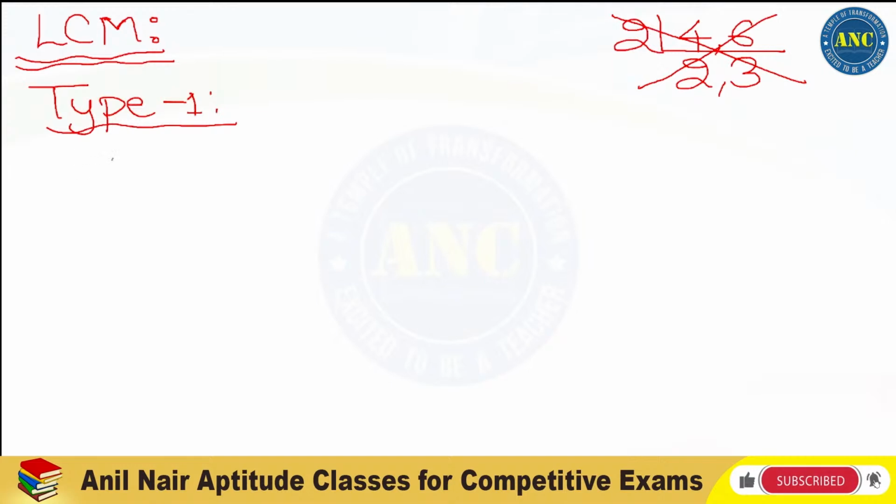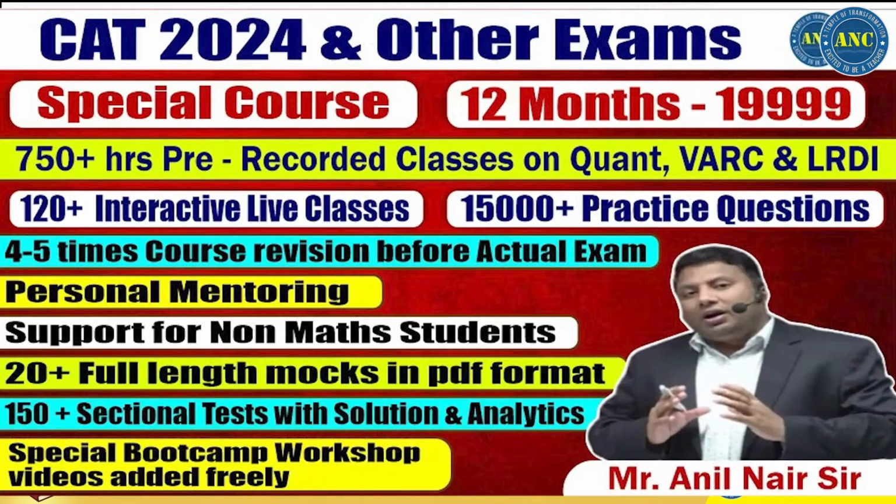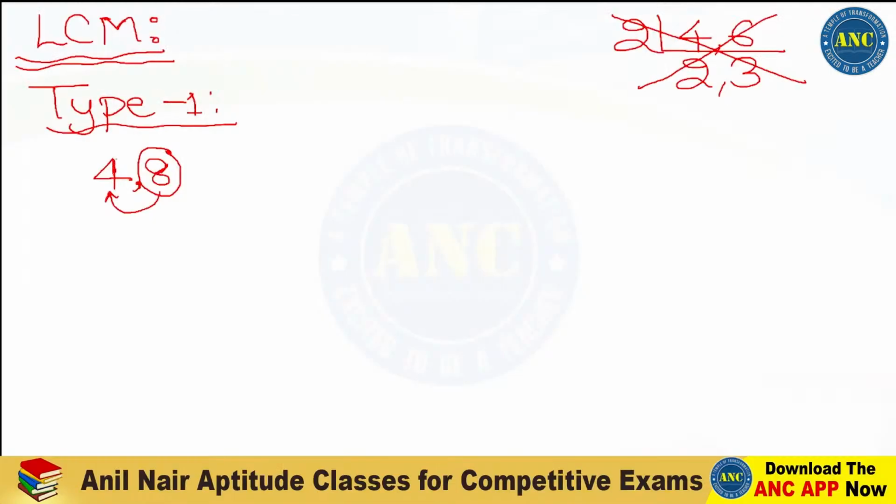Type 1. Suppose for example I have two numbers, 4 and 8. There are two numbers in the example I am taking. First number is 4, second number is 8. Which is the bigger number? Bigger number is 8. Is the bigger number a multiple of the smaller number? Yes. Bigger number 8 is nothing but a multiple of smaller number 4. Because the bigger number 8 is a multiple of smaller number 4, my LCM is directly the bigger number 8.